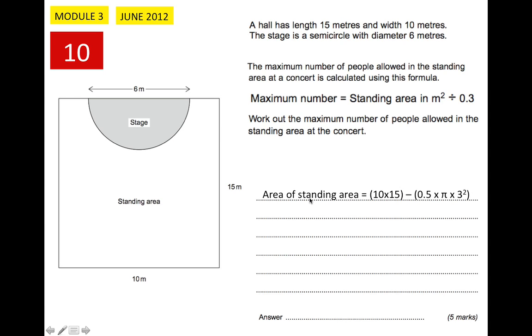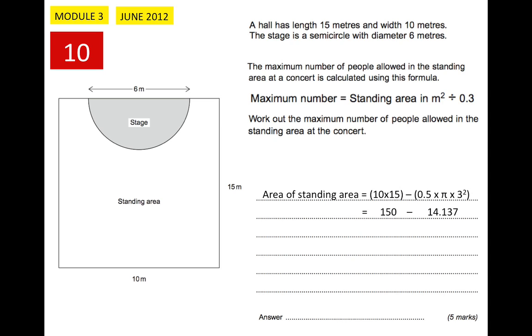So the area of the standing area I've put is 10 times 15, that's the rectangle, but minus the area of the stage. So that's a half times pi r squared, essentially. The area of a circle is pi r squared. Pi times 3 squared here because the radius is 3. But then times a half because it's only half of the stage. So the area of the standing area is rectangle minus half of a circle.